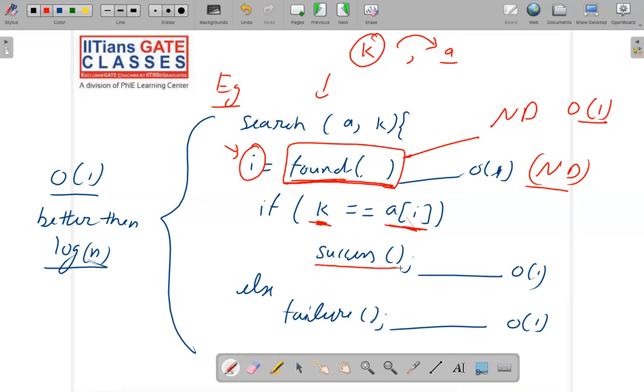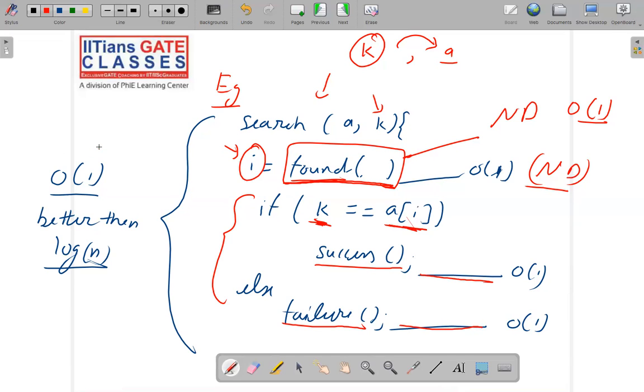If it's a success, it means that I found the element in the array. If I haven't found it, I will say failure: the element k is not in the array. So this is what these two are saying. And this will take order of 1 time. This will take order of 1 time.